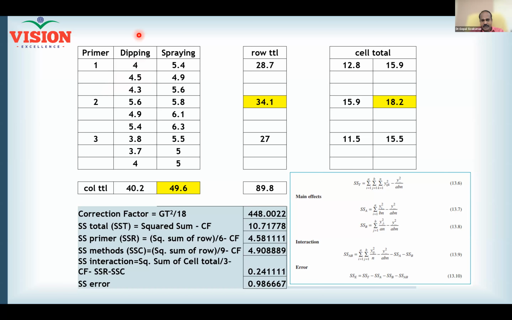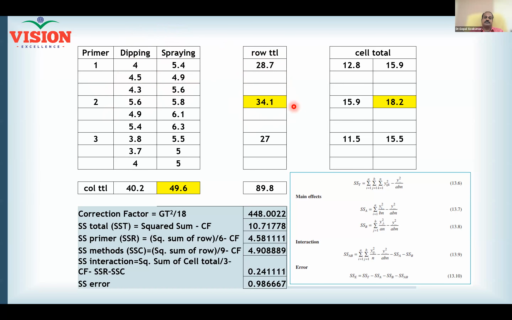Similarly, with the same primer, spraying 3 components. They're also measured. Totally, there are 6 components. All the 6 I totaled. Now, what is the common thing in this total? In all these numbers, primer 1 is used. Am I right? Yes.